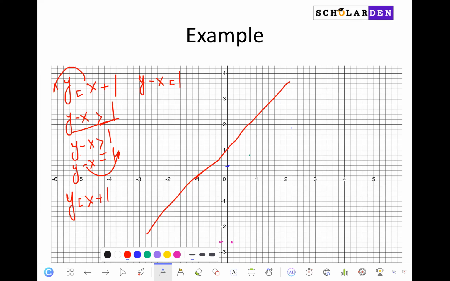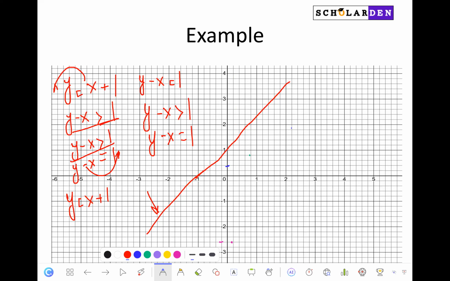So in fact, the question would have stated, find out the region, for example, for which y minus x is greater than 1. So first of all, we identified that this is the boundary. This is y is equal to x plus 1 boundary, or the y minus x is equal to 1 boundary. And what we want to find out is which points are going to be greater than 1.